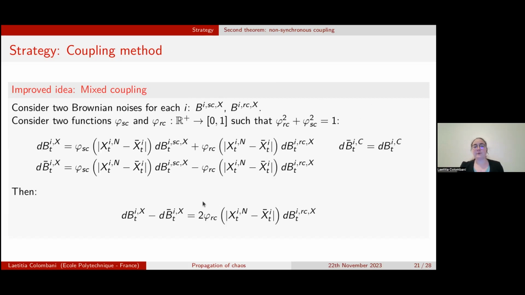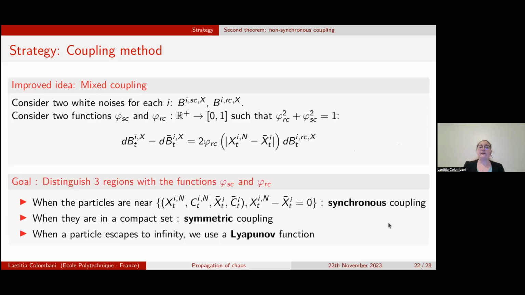Then we can define both Brownian motions, and what is really important is the last line, that the difference between B and bar B will be given by the function reflection, which gives us the information that we are in a space where we need some reflection, and the Brownian motion of the reflection. Then we can distinguish three regions with the two functions phi of synchronous and phi of reflection.